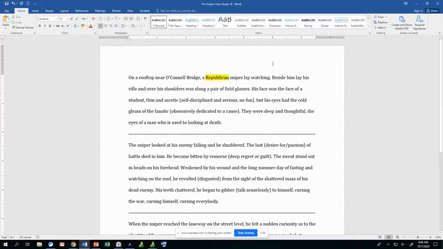Lay watching. Beside him lay his rifle, and over his shoulders was slung a pair of field glasses. That's describing what he looks like, but it's not really significant as far as characteristics go.